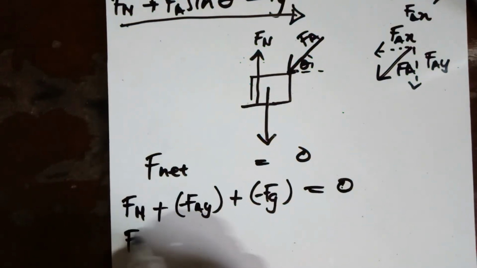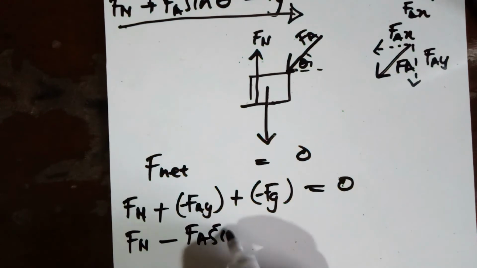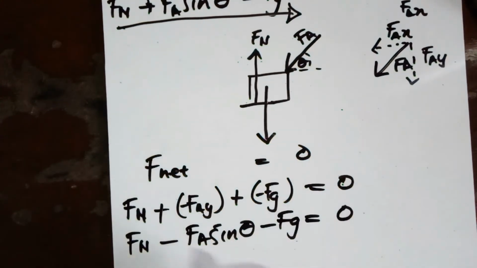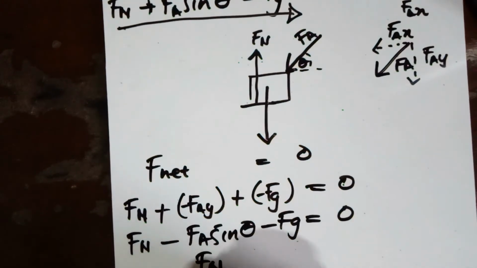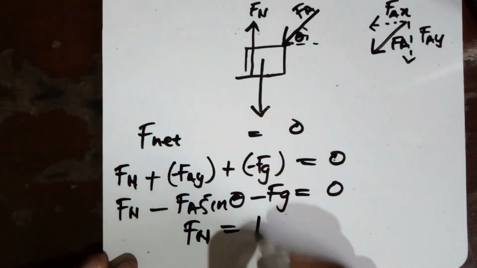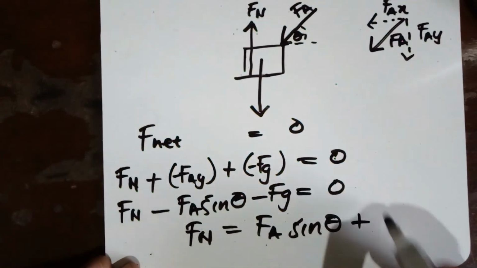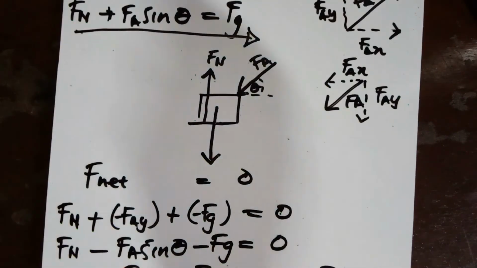And we know Fn minus Fa sine theta minus Fg equals 0. We can just take all the negative terms to the other side, and you find your normal force to be Fa sine theta plus Fg. So those are just some of the important things to understand.